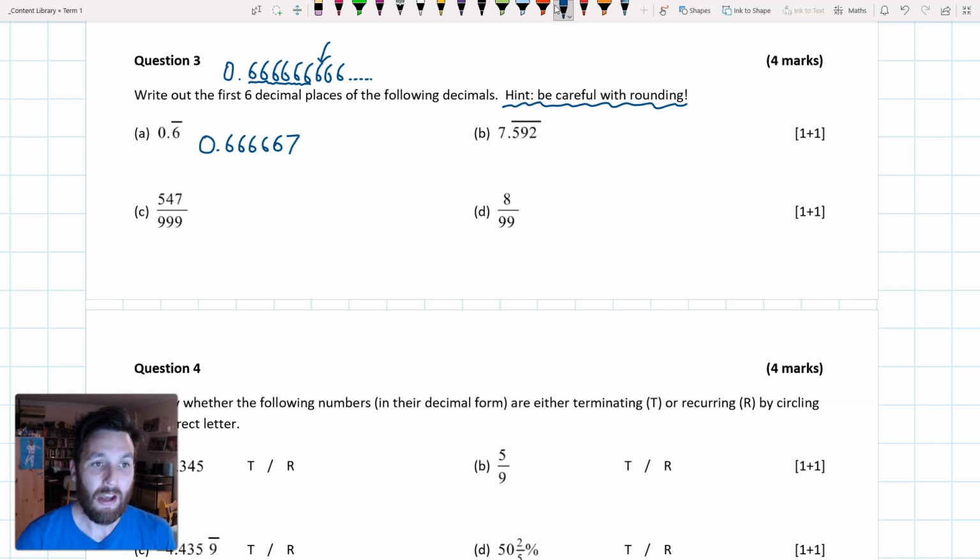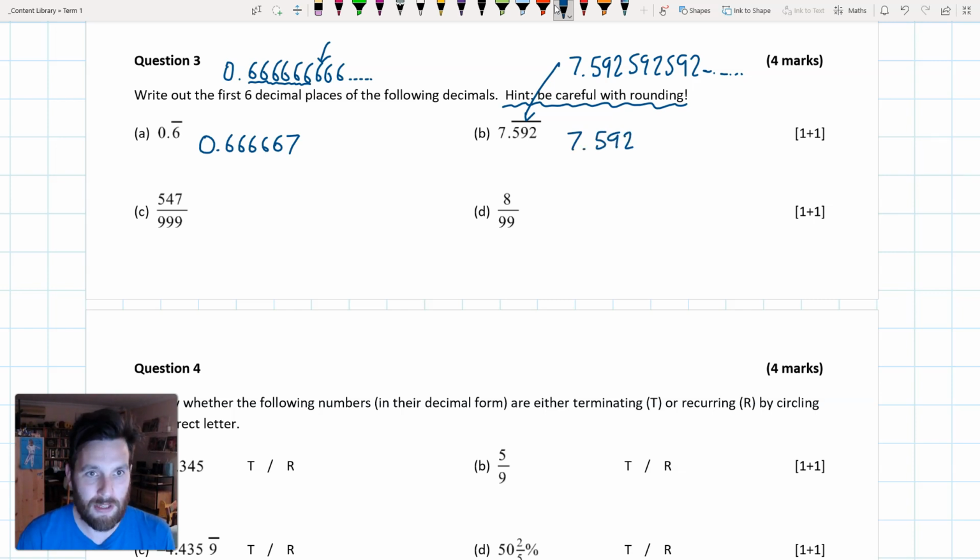0.666667 for that one. Okay, this next one just here, the bar above the 592 means it's the 592 that repeats as a pattern. So it'd be 7.592, 592, 592, again, going on for as long as we could possibly do it. That'll go on forever. So when we're rounding to 6 decimal places, we want 7.592.